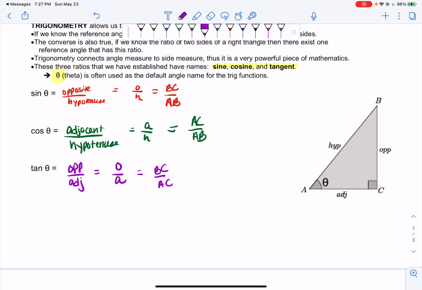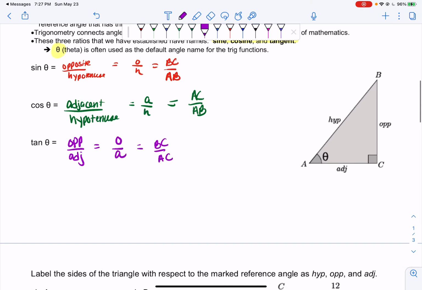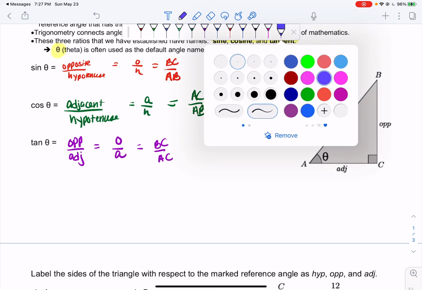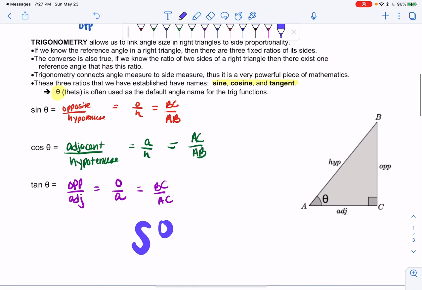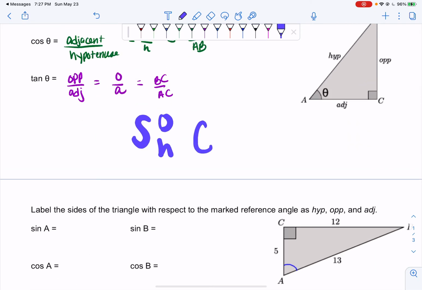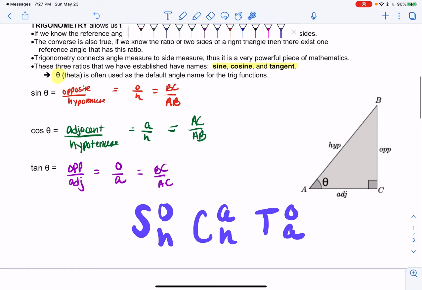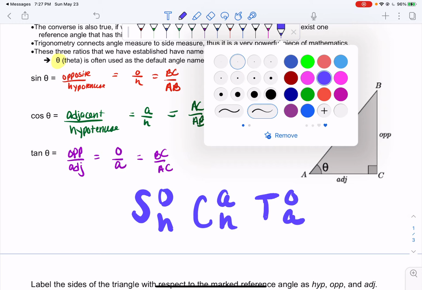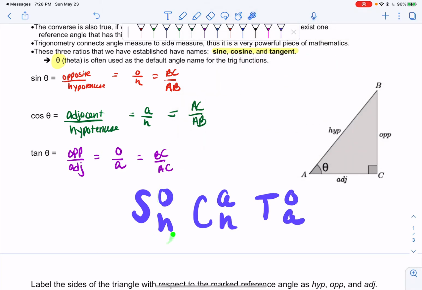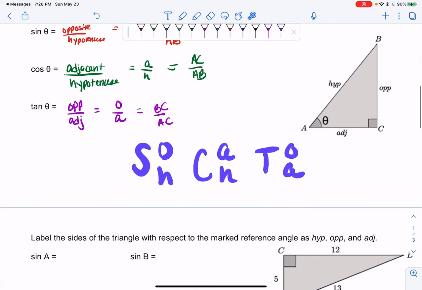Okay, so now you're probably wondering, how do I memorize those? And it's actually pretty straightforward, I promise you. There's this trick called SOHCAHTOA. And if you think about it, it actually makes sense. Sine is opposite over hypotenuse. Cosine is adjacent over hypotenuse. And tangent is opposite over adjacent. So, SOH CAH TOA. Okay? So that is an acronym or a mnemonic device that you have to memorize, okay?